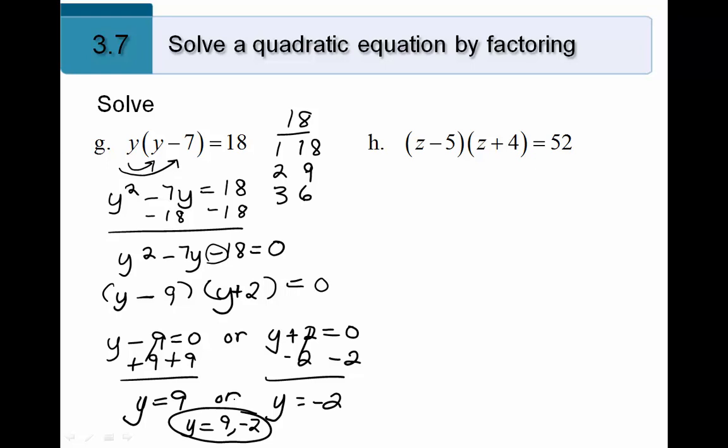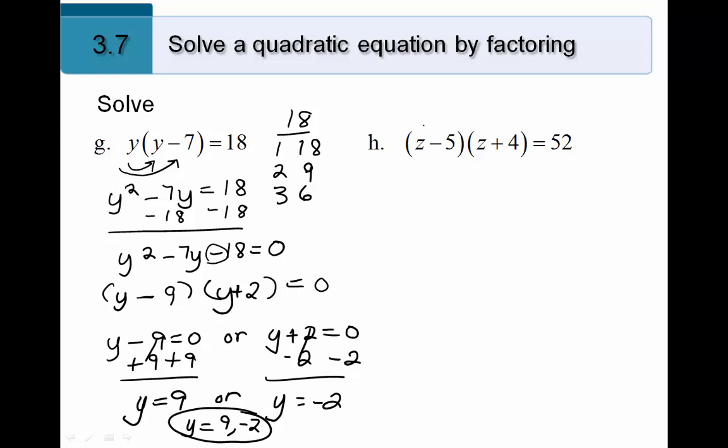Once again, on this side, we have z minus 5 multiplied by z plus 4 equals 52. And once again, this would be great if instead of having a 52 we had a 0. Then all we'd have to do is set those two factors equal to 0, but we don't. We have a 52. So what we're going to have to do here is redistribute or FOIL these two factors. So let's go ahead and do that.